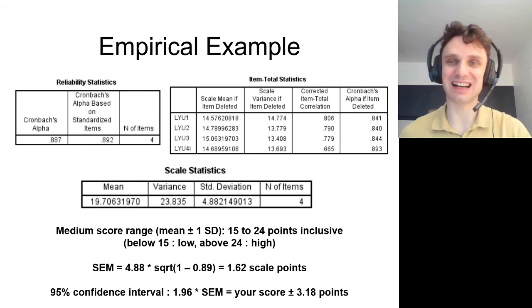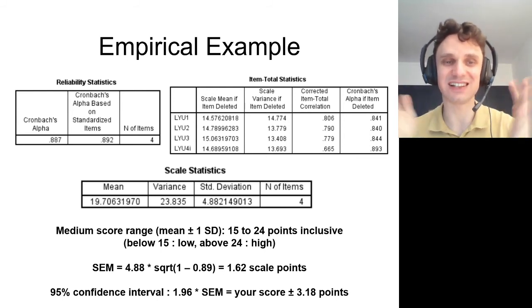But we need to be very careful about deleting items to improve alpha in this way, because this fourth item might be very important to represent the construct of happiness. And if we just look at the alpha and remove items blindly based on statistics, we can end up with a scale that is extremely narrow in terms of how much construct content it captures.